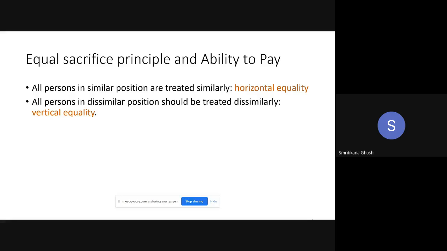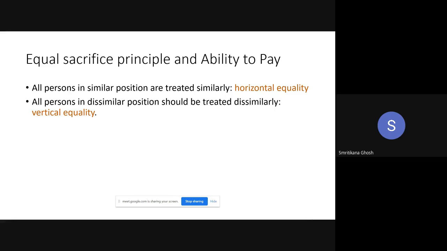Now, this is the next approach, that is the equal sacrifice principle and ability to pay. Actually, ability to pay is a part of this equal sacrifice principle. Now, there are two new concepts, horizontal equality and vertical equality. What is horizontal equality? Horizontal equality means if there are some individuals who are in a similar position, the government should treat them similarly. The similar position in terms of what? It may be in terms of income, education, age, gender, anything. But if they are in a similar position, the authority should treat them equally. This is called horizontal equality.